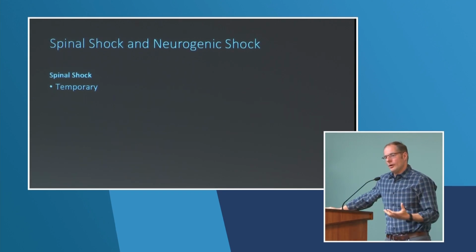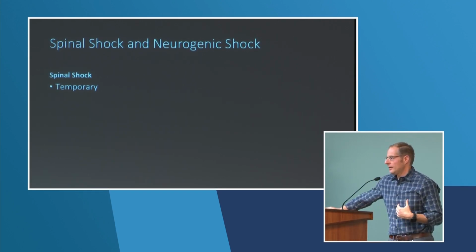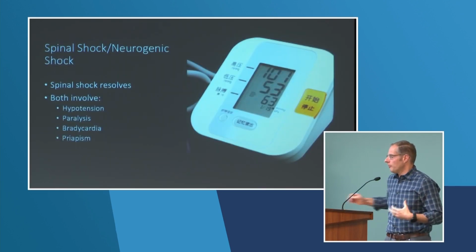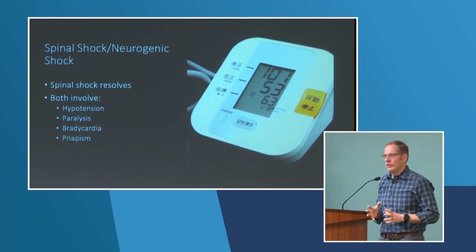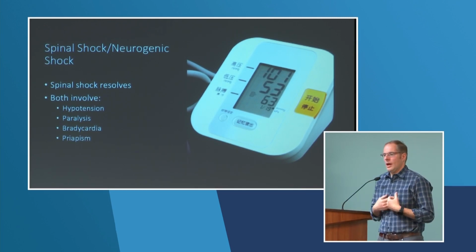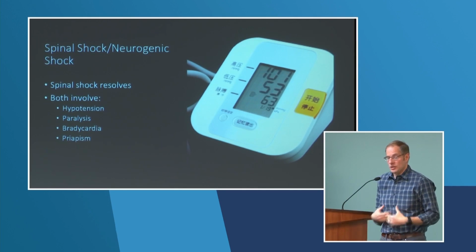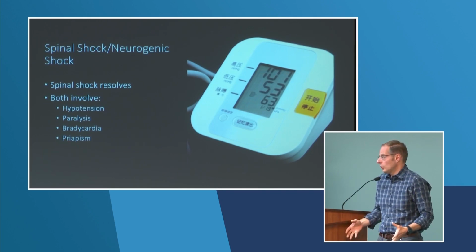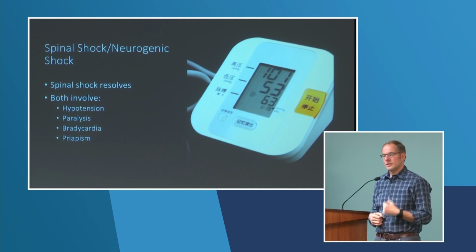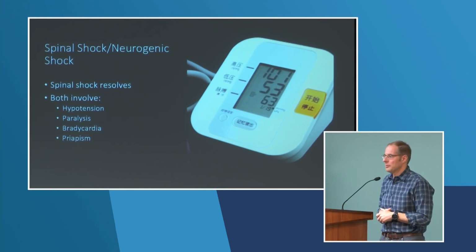So you can get spinal shock and neurogenic shock. Spinal shock is temporary. Again, this is not a distinction that we can make in the field. So spinal shock does get better, but both of them involve hypotension. You're typically going to see that the patient is not losing motor control. You can also see priapism, and then these are patients that tend to be bradycardic.